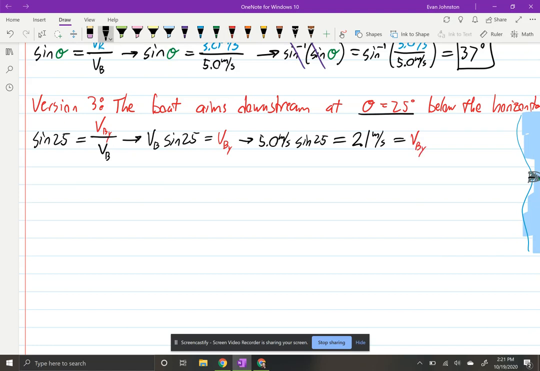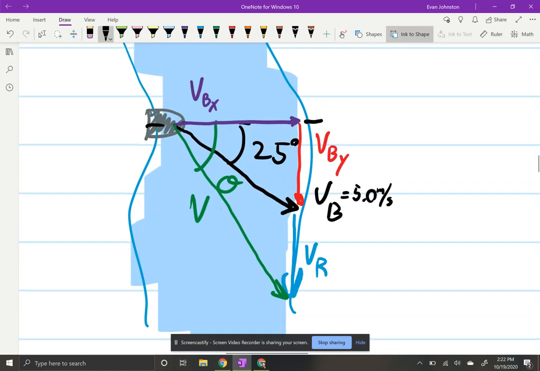That is the y part of the boat's velocity. Now, we're going to come back to this. We're going to use this in a little bit. I like to oval the things that will come in handy later, but aren't a final answer, so I'm not going to box it. Now, if I used sine to find VBY, I need to use cosine to find VBX, because that is the thing that is adjacent to this 25-degree angle.